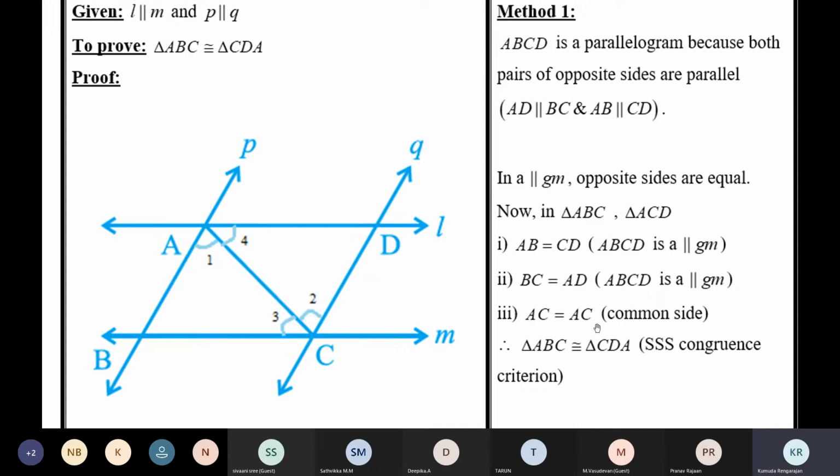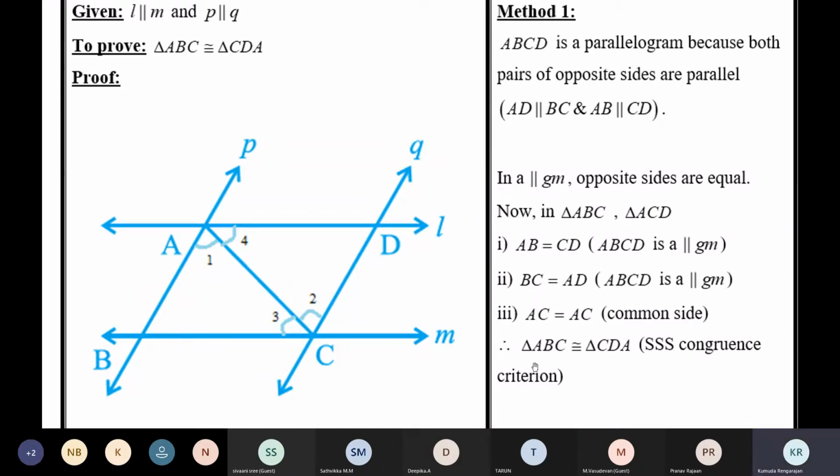So we have listed three equalities satisfying the SSS congruence criterion. Three pairs of equal sides. These sides AB, BC, and AC are the sides of the first triangle ABC. The sides CD, AD, and AC are the sides of the second triangle ACD. And they're equal. We have justified why they're equal. Simply, we cannot write AB is equal to CD. Why is AB equal to CD? Because in the parallelogram ABCD, we know that opposite sides are equal. So AB is equal to CD.